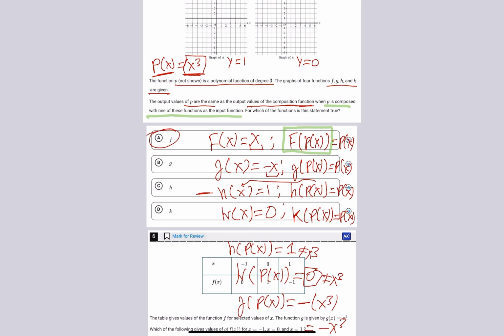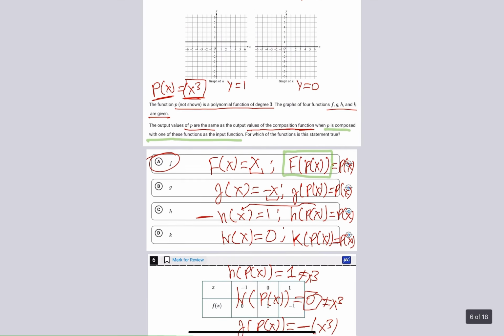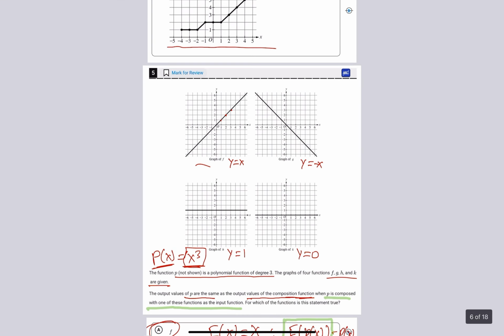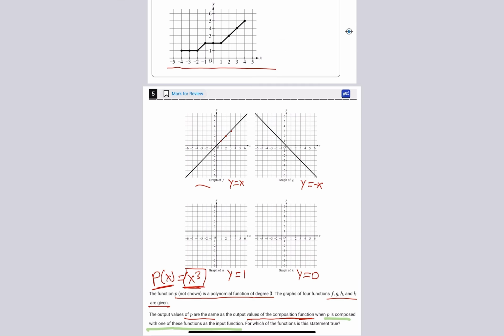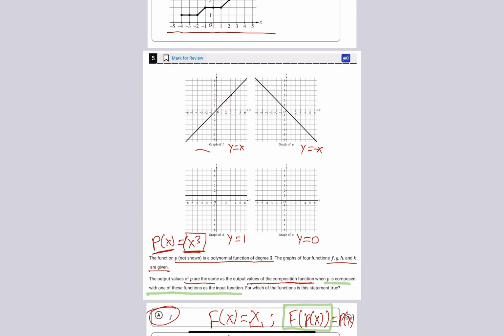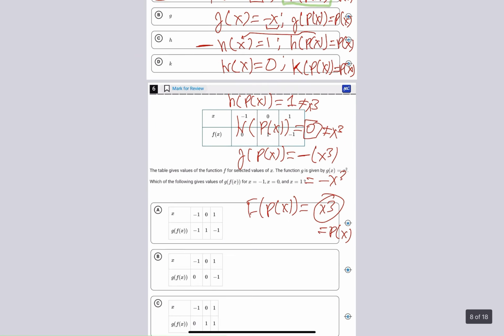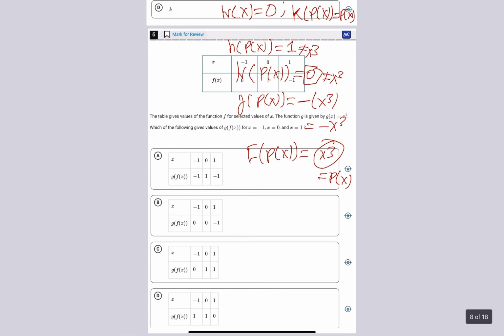This one is a bit confusing. I do suggest you go over it. You try and do it yourself first. Again, one more time, choose a different p of x and see if that works with f of x. And yeah, that's pretty much it. Moving on to question number 6.